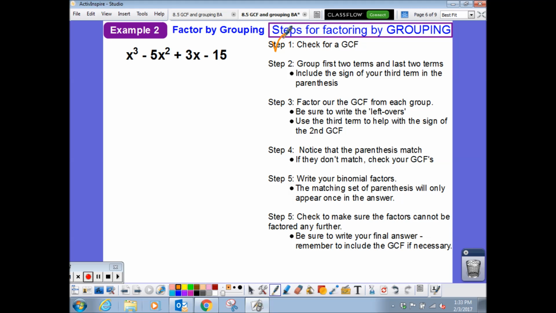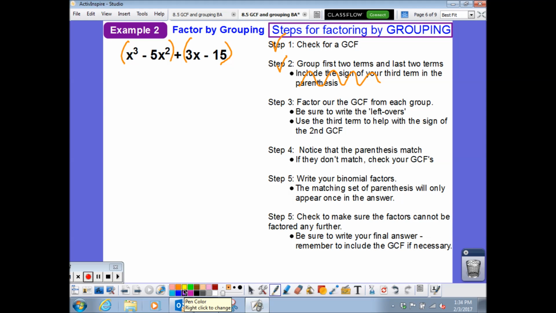It says group first 2 terms and last 2 terms together. So here's what I'm going to do. I'm going to group the first 2 terms together, and I'm going to group the last 2 terms together. Now this says include the sign of your third term in the parentheses. I actually don't like to do that. I like to leave my sign in between the 2 groups. I'll show you why here in a second. So group the first 2, group the next 2. Step 2, done. Now what we're going to do is similar to what we've done in the last few slides.